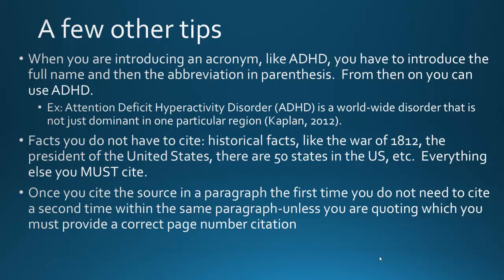So there are some things that you don't have to cite, things that are considered common knowledge. I don't consider there to be a whole lot of common knowledge in your research papers, but things like the War of 1812, World War II, the current president of the United States, the first president of the United States, the presidents of the United States. Those things are considered common knowledge. Things like that there are 50 states in the United States. That's common knowledge stuff. Everything else probably should have a citation.